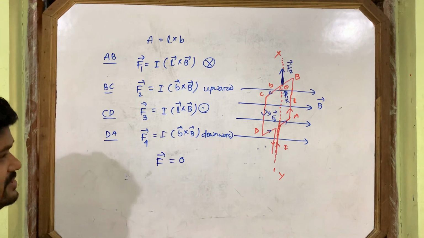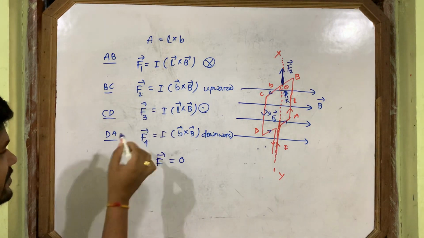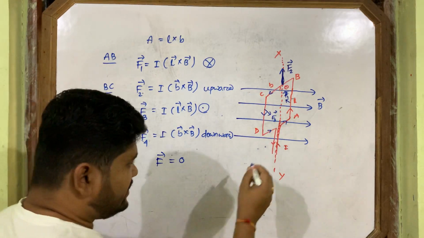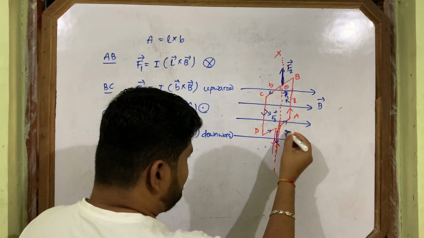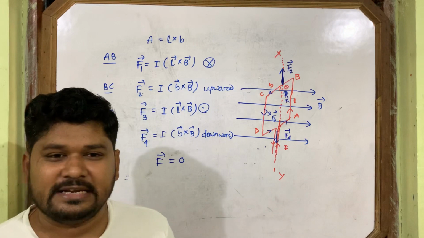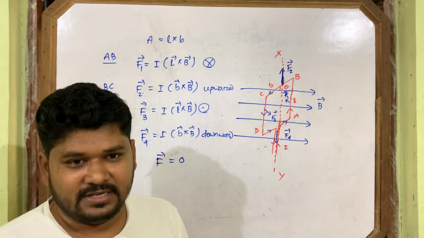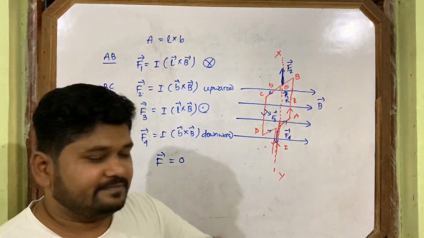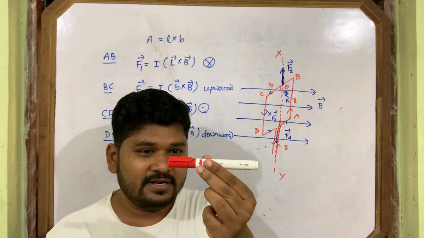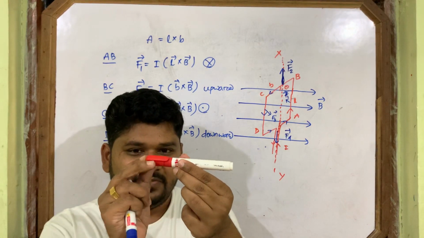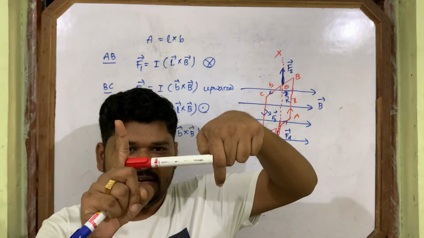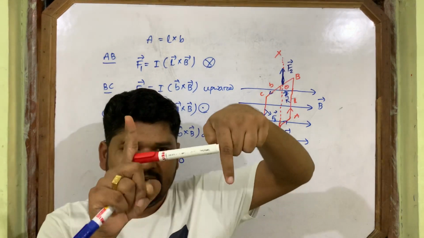But what happens here? You see, F2 and F4 vectors are in the same line. F4 is in the downward direction. I have not shown F4. F2 and F4 are in the same line, so they cancel each other completely. They will not give any other effect. But F3 and F1, they are not in the same line. You know, when two forces are not in the same line, then what will happen? If one force acts here in this direction, and one force acts here in this direction, what will happen? This one will rotate.